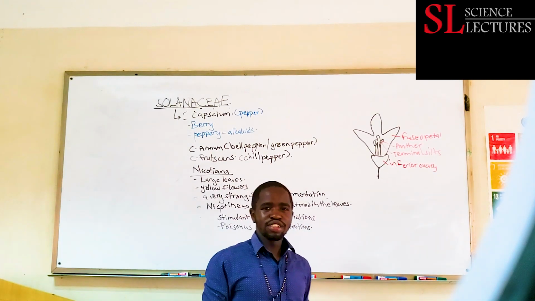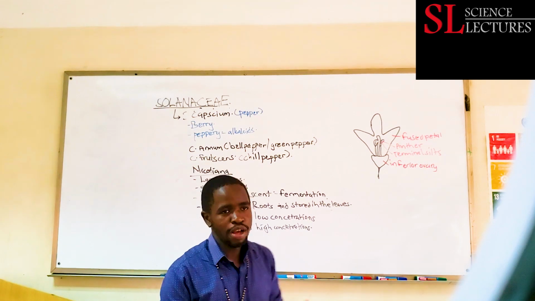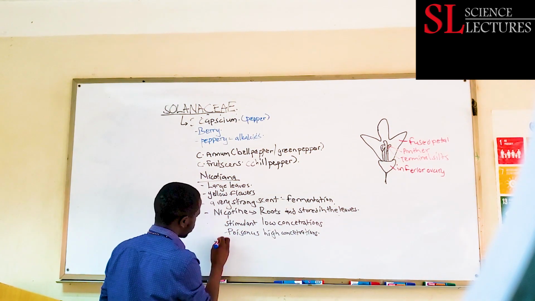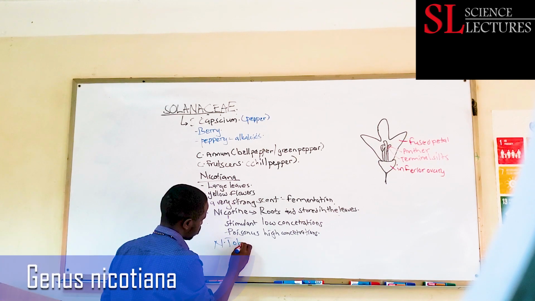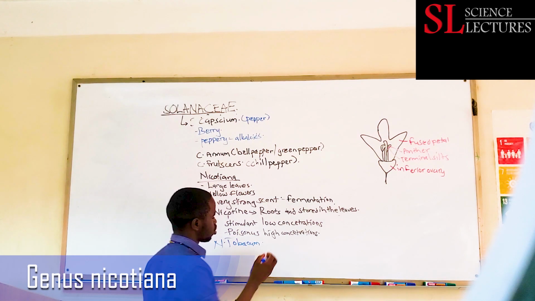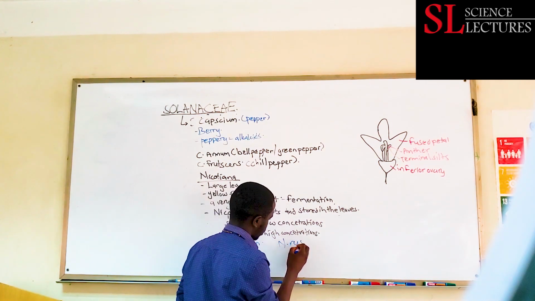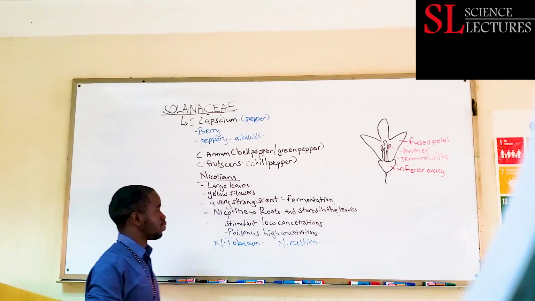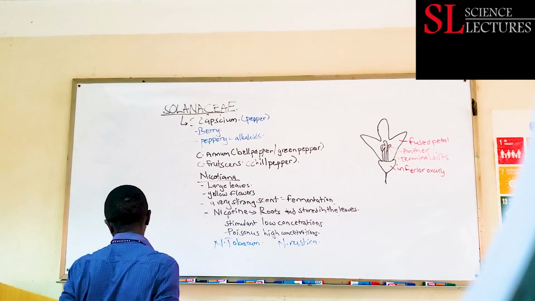So what are some of the examples under this genus? Number 1 is Nicotiana tabacum, which we commonly call tobacco. Then you also have Nicotiana rustica. This one looks almost like tobacco. So that is for genus Nicotiana.